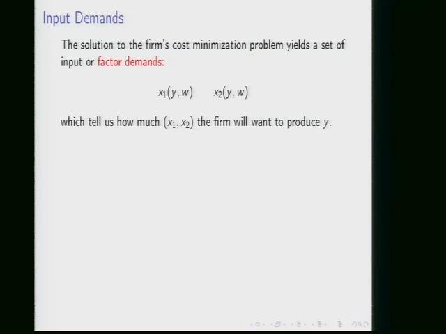Maybe it'll help if I rewrite this a little bit. So x1 is true for x2 also, but let me just rewrite this one. So x1 is equal to (y over a) all raised to the 1 over (alpha 1 plus alpha 2), times (alpha 1 over alpha 2, w2 over w1) all raised to the alpha 2 divided by (alpha 1 plus alpha 2). So I'm asking about what happens as we increase y.